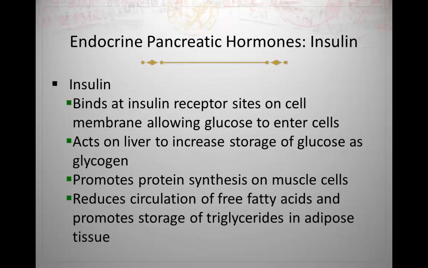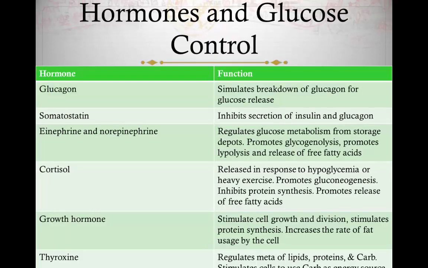Insulin not only allows glucose to enter the cell, it also increases the storage in the liver in the form of glycogen. It does promote protein synthesis, as well as reduces the free fatty acid circulation. The functions of other hormones that participate in the axis were briefly already mentioned. The glucagon basically stimulates breakdown of glycogen for glucose release in situations of hypoglycemia.